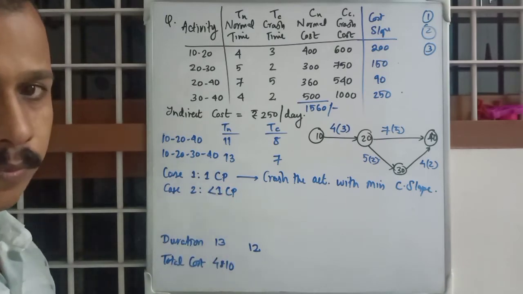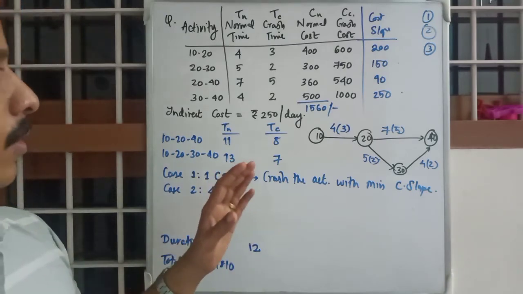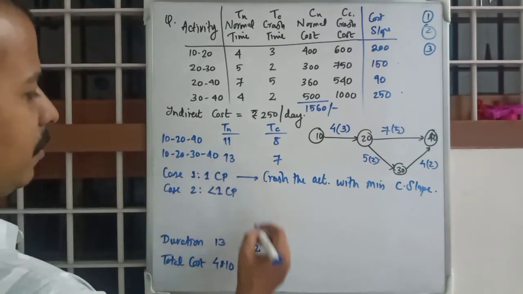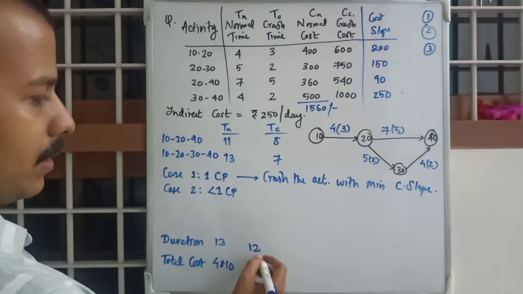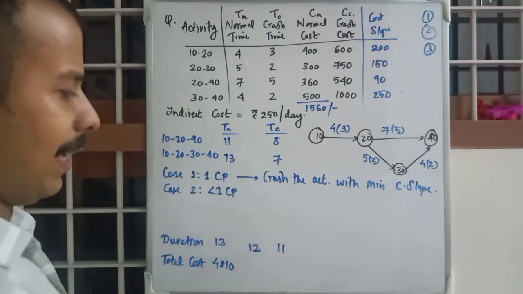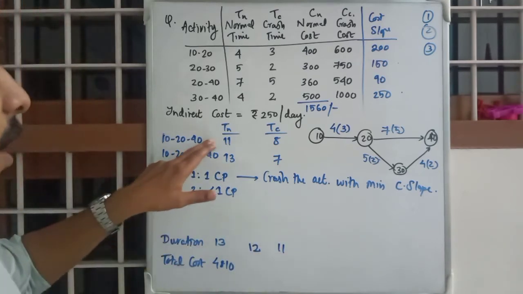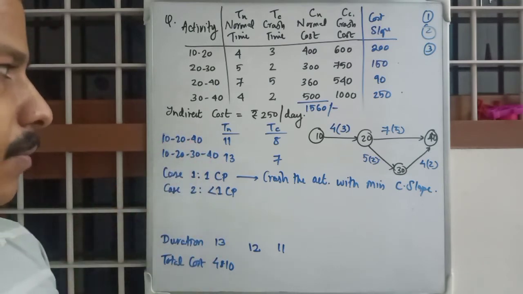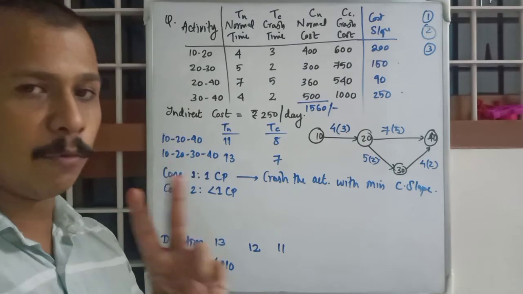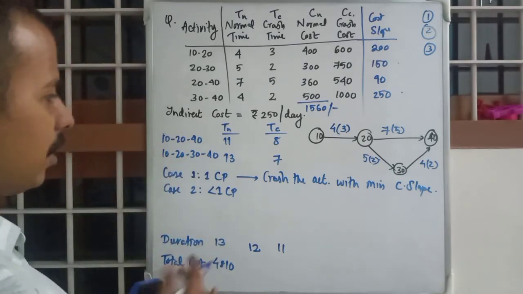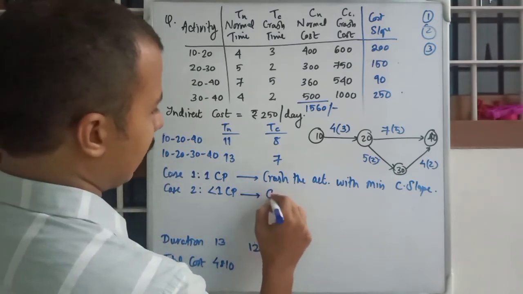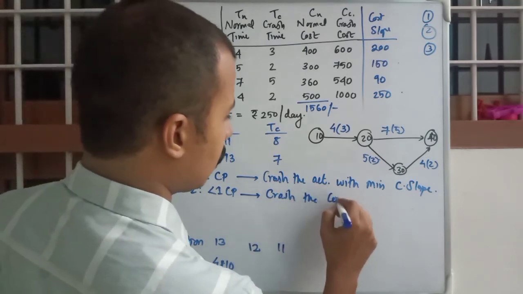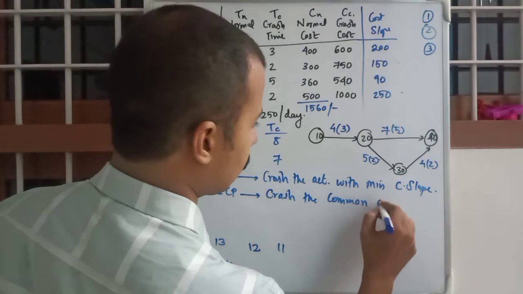Then what will we do? Okay, so in this example itself, it's now 12, right? Then we'll get it to 11. Then what will happen? There will be two critical paths. They will be equal to the 10, 20, 40 path. So there will be two critical paths. Then what will we do? Then we will crash the common activity.